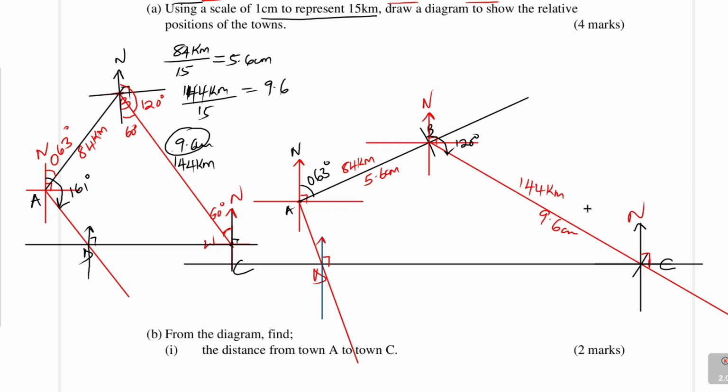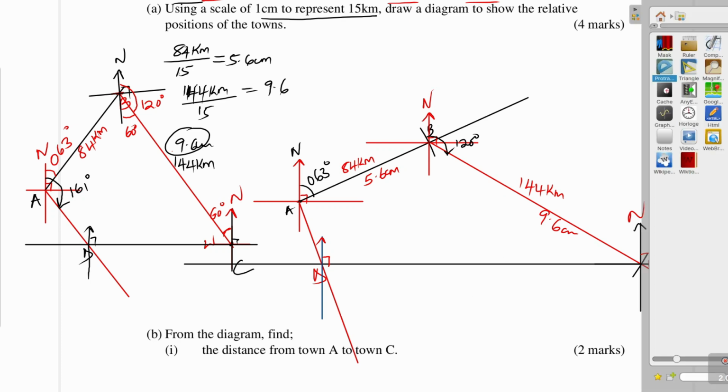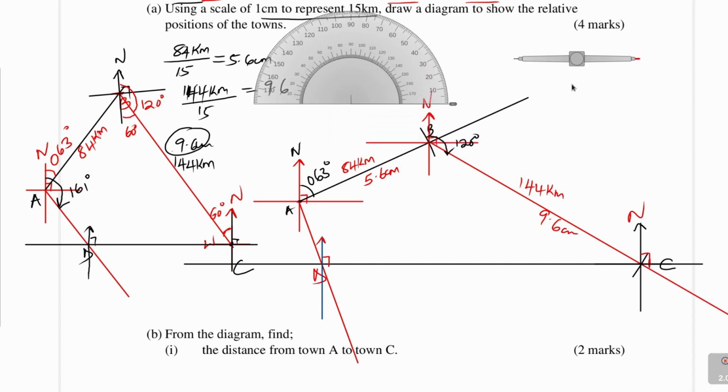Now let's go to the questions. The first one, part A. From the diagram, find the distance from town A to town C. We can join that using a straight line from A to C. I'll use a pair of compasses here to measure. Let me stretch all the way from A to C. That is giving 13.5.